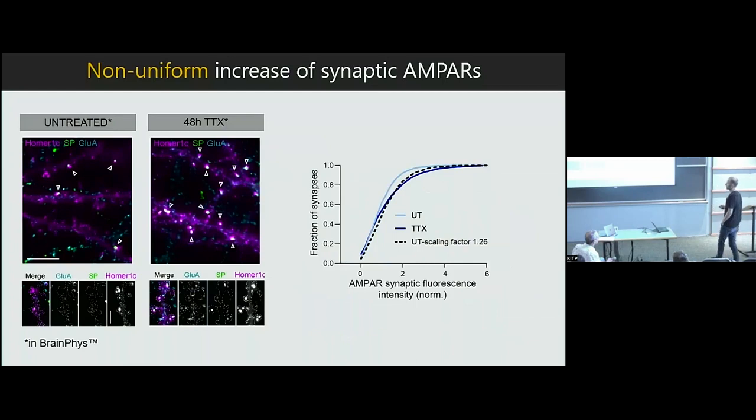We could also confirm that by plotting the distribution of AMPA receptor synaptic content between the two conditions. We were not able to find a linear relationship between the two distributions. If you look at the distribution of the untreated and the TTX condition in light blue and dark blue, you can see that there is an overlap for the smaller values, suggesting that, again, the small synapses respond less or contribute less to the plasticity than larger and stronger synapses.